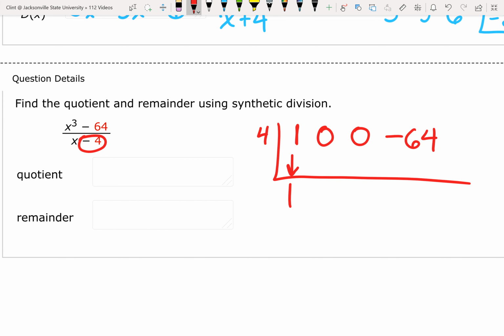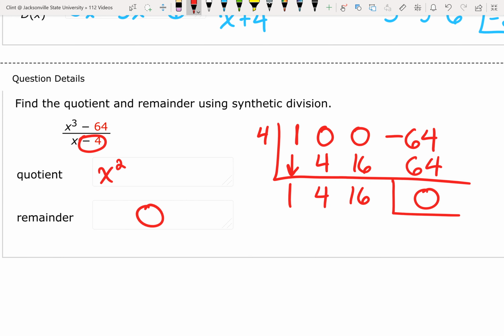Bring my 1 down. 1 times 4 is 4. Gives me 4. 4 times 4 is 16. 16. 16 times 4 is 64. Negative 64 plus 64 gives me a remainder of 0. Started with x cubed, so I will have x squared plus 4x plus 16 with a remainder of 0. Okay.